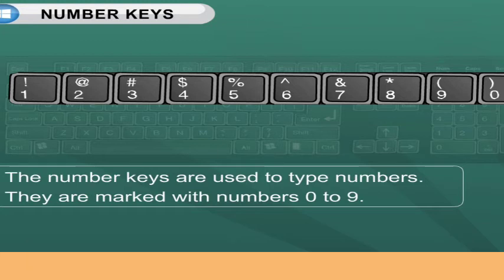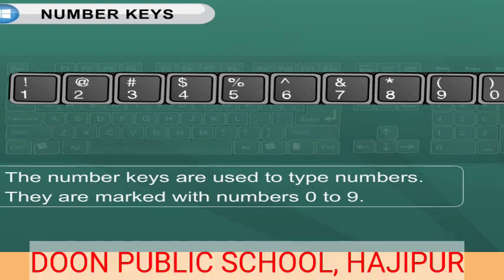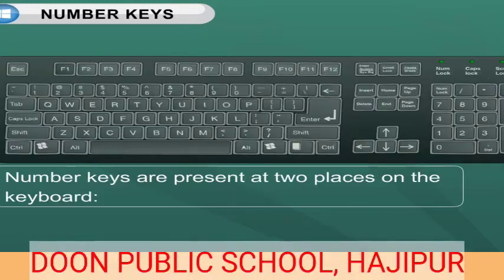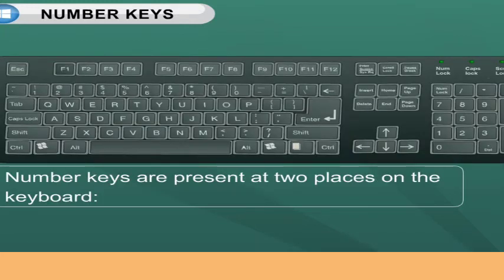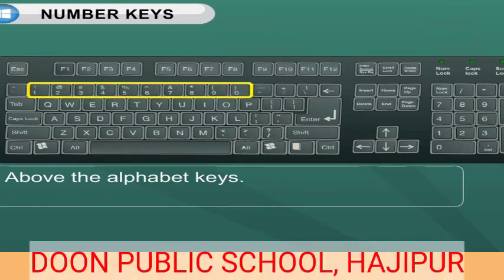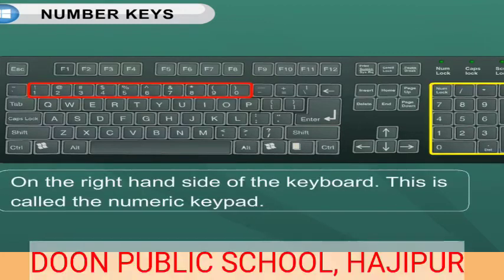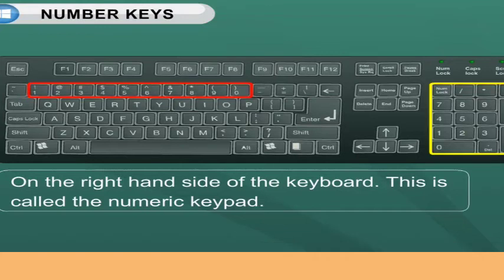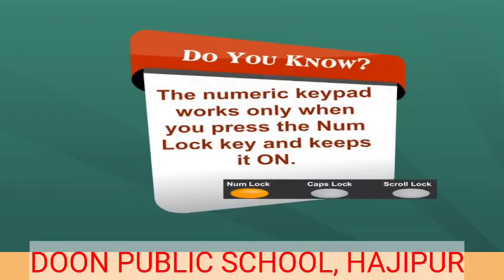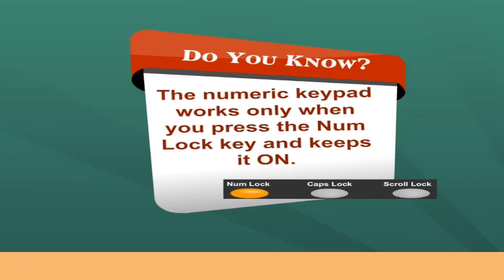Number keys are used to type numbers. They are marked with numbers 0 to 9. Number keys are present at two places on the keyboard. Above the alphabet keys, on the right hand side of the keyboard. This is called the numeric keypad. Do you know? The numeric keypad works only when you press the numlock key and keep it on.